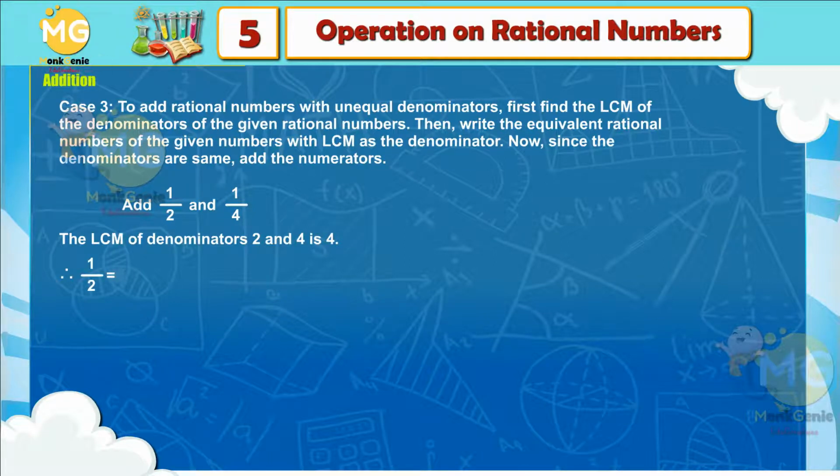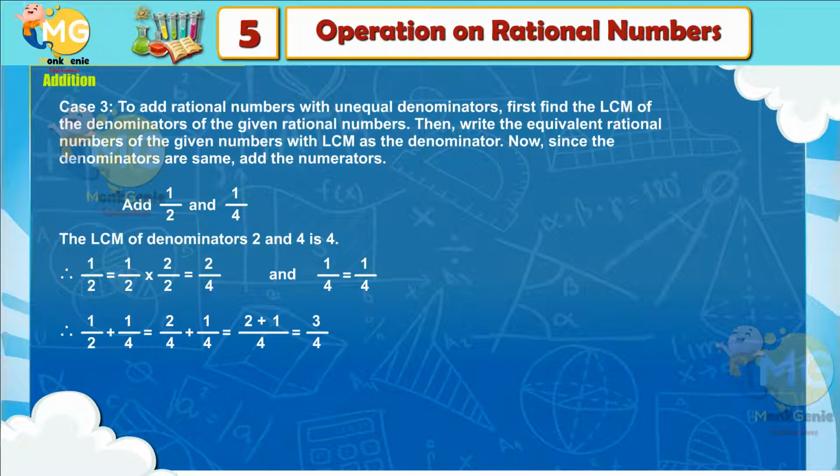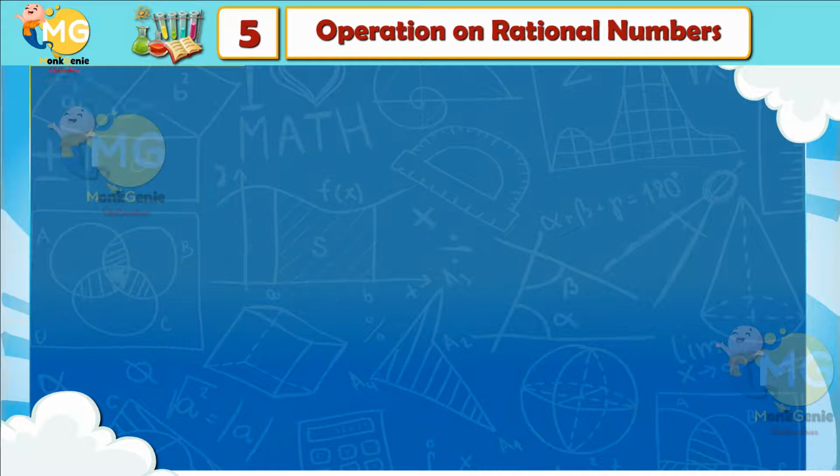Therefore, 1/2 = 1/2 multiplied by 2/2 = 2/4. And 1/4 = 1/4. Therefore, 1/2 + 1/4 = 2/4 + 1/4 = (2 + 1)/4 = 3/4.